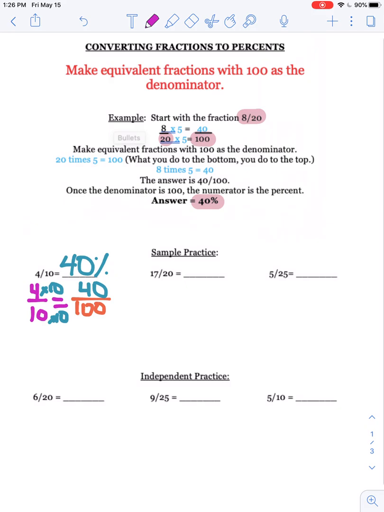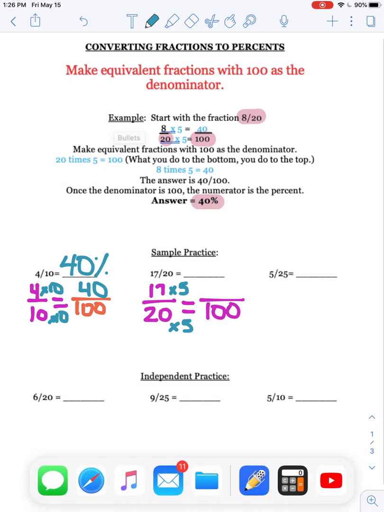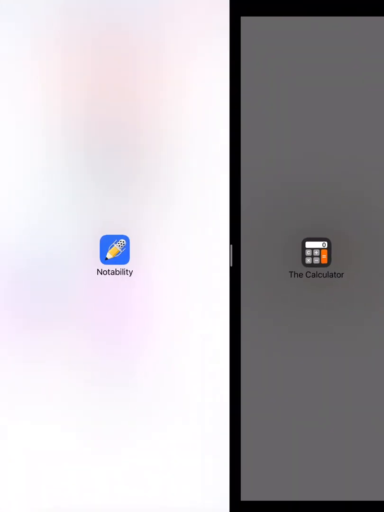So we're going to take a look at our second practice problem. 17 over 20. And again, we're going to turn it so that 100 is the denominator. Okay? So how does 20 become 100? 20 becomes 100 again by multiplying by 5. So what we do to the bottom, we have to do to the top as well. So 20 times 5 equals 100.